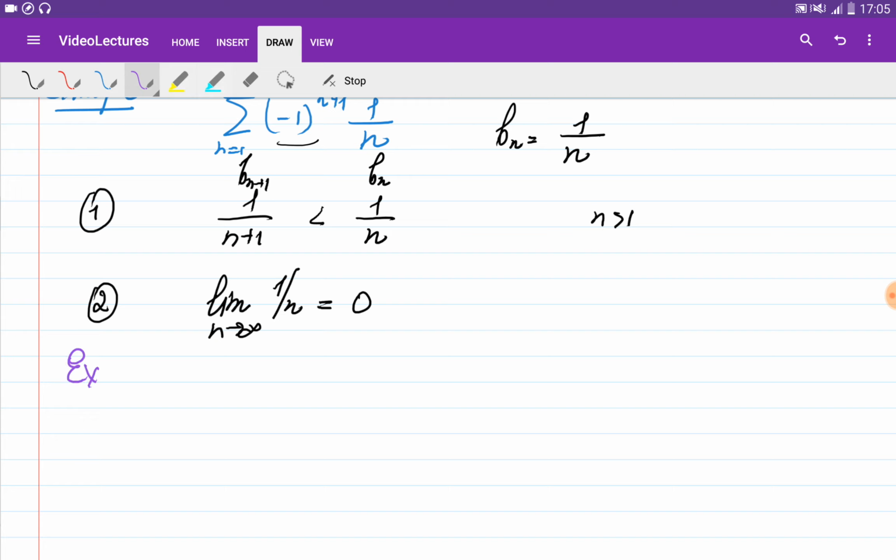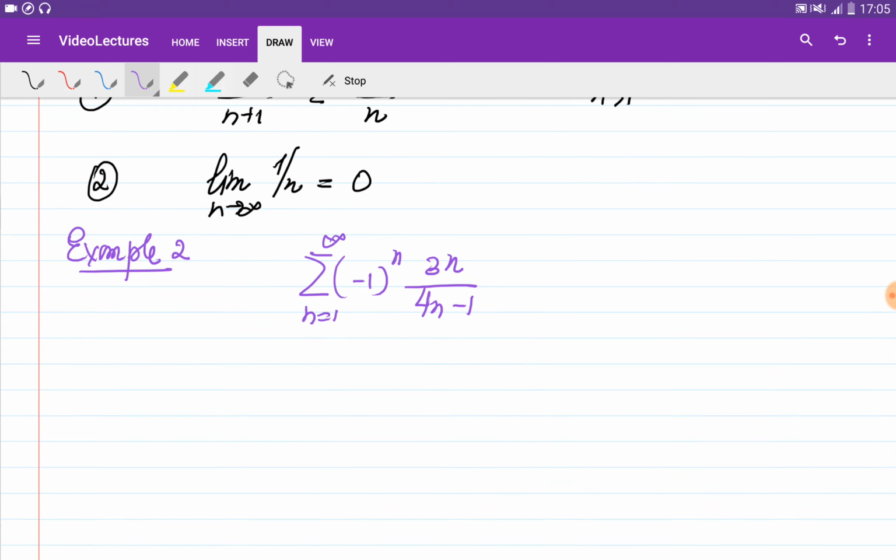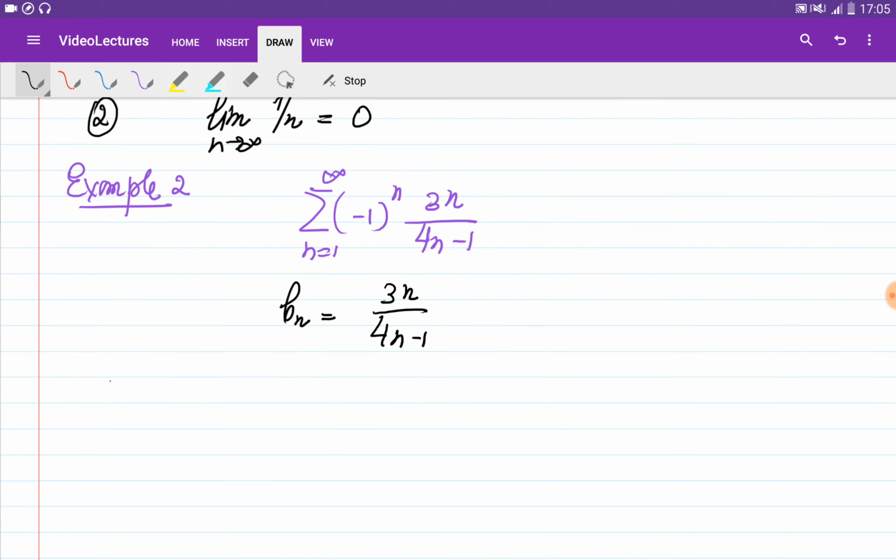So let's consider another example. We're given a series in this form: minus 1 to the power of n, times 3n divided by 4n minus 1, n goes from 1 to infinity. The terms of the series alternate their sign: minus 1, plus 1, minus 1, plus 1, and so on. So we can write the general form of the series as bn equals 3n divided by 4n minus 1. Let's start checking the conditions for convergence from the second one.